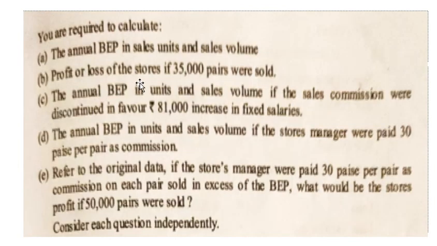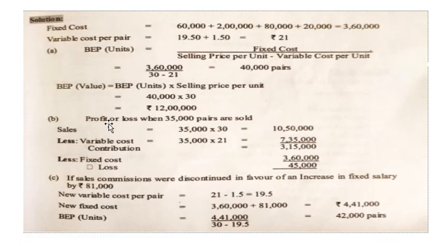Then part B, the question they have asked us to solve is the profit or loss of the stores if 35,000 pairs were sold. They have given the sales here, where 35,000 pairs are sold. We need to find out whether we are getting profit or loss when 35,000 pairs were sold.